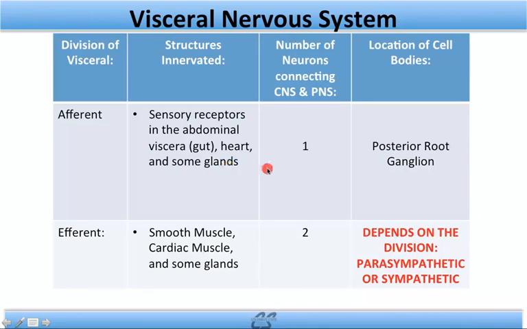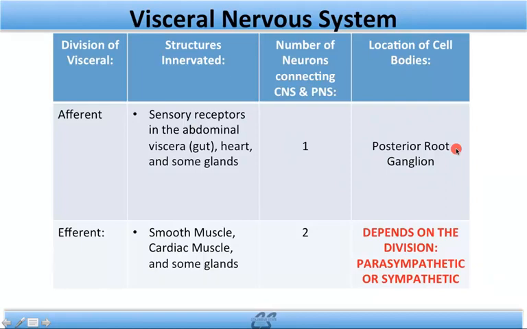The biggest difference is when we get over to the right here. To bring back a sensation from, say, the intestine, to bring back sensation from heart tissue, it's only going to take one neuron. Now, that reminds us of somatic. There's not much of a difference there. It's a difference in structure, difference in what we're bringing back sensory from, but it's still one neuron. And that one neuron will still have its cell body in the posterior ganglion.